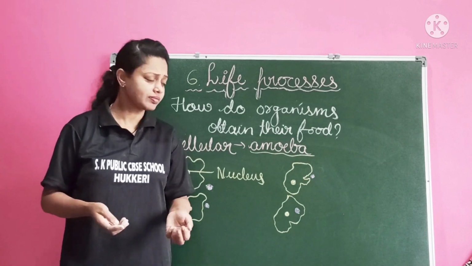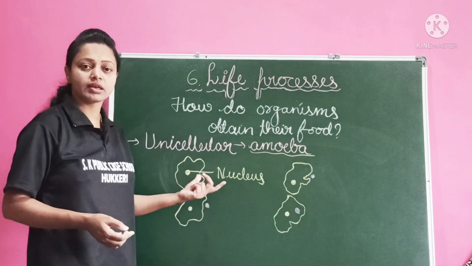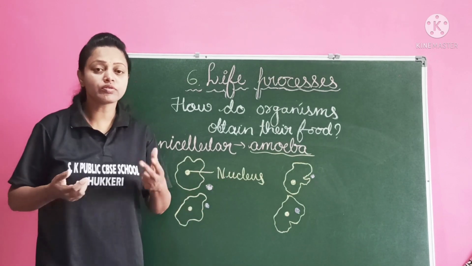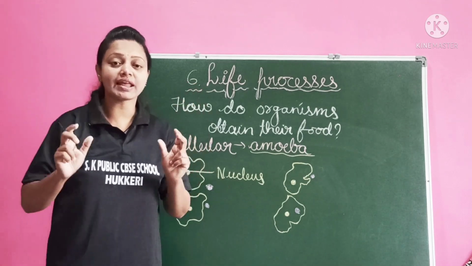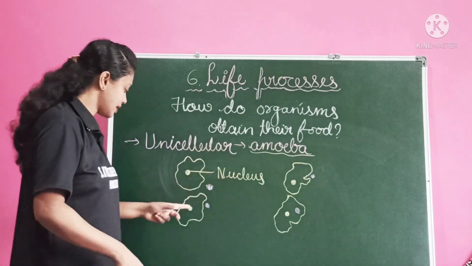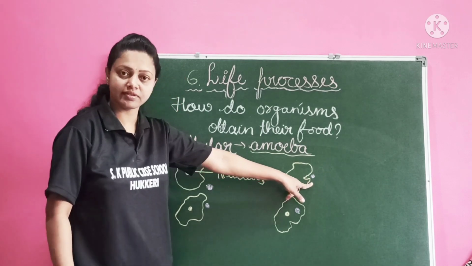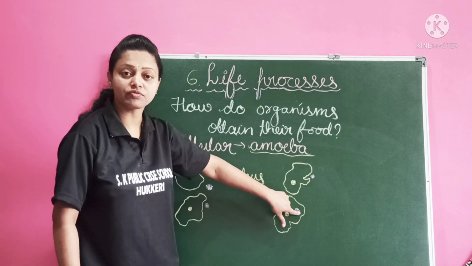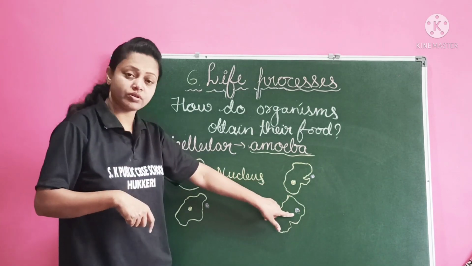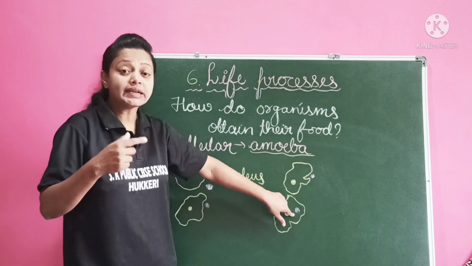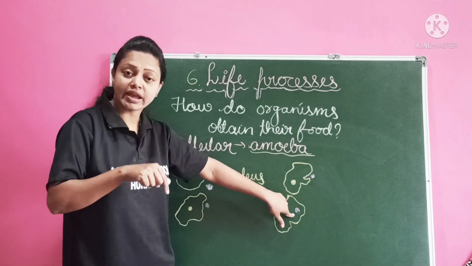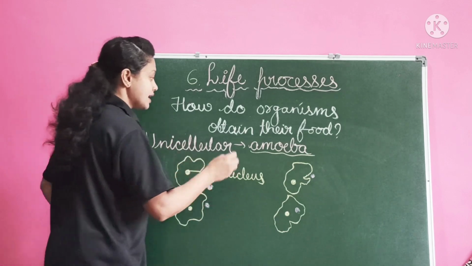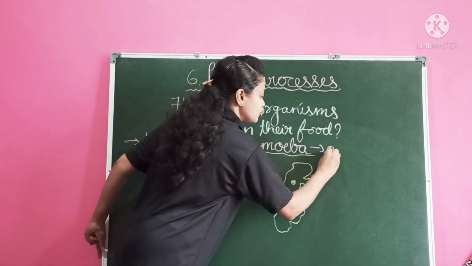Now, let's understand this process. When the amoeba sees the food, through the pseudopodia it will extend the cell membrane. Here, you can see the extension of the cell membrane. Then it will capture the food. After capturing the food, it will take the food inside through its vacuole. Now, digestion of the food takes place in the food vacuole.